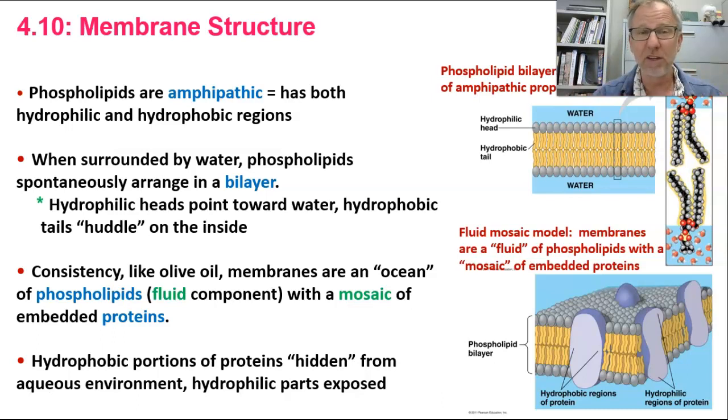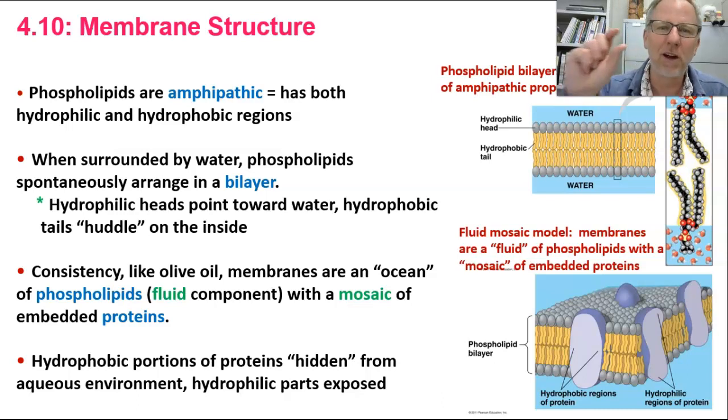So phospholipids are amphipathic because part of the phospholipid is hydrophilic, and part of the phospholipid is hydrophobic. So that makes them amphipathic. The hydrophilic parts are the hydrophilic heads with the phosphate groups that are charged, and the hydrophobic parts are the fatty acids that are nonpolar. So take a look at the figure on the right-hand side of the slide.